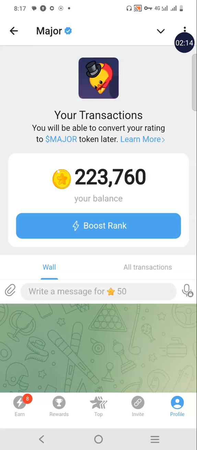Now, the first interface, if you look down at the extreme end, is your profile, and this is my profile. I'm currently in my profile, and what is displayed here is your total Major points. Then you have the boost rank button. Then if you move down, you see the wallet, and you also see all transactions.